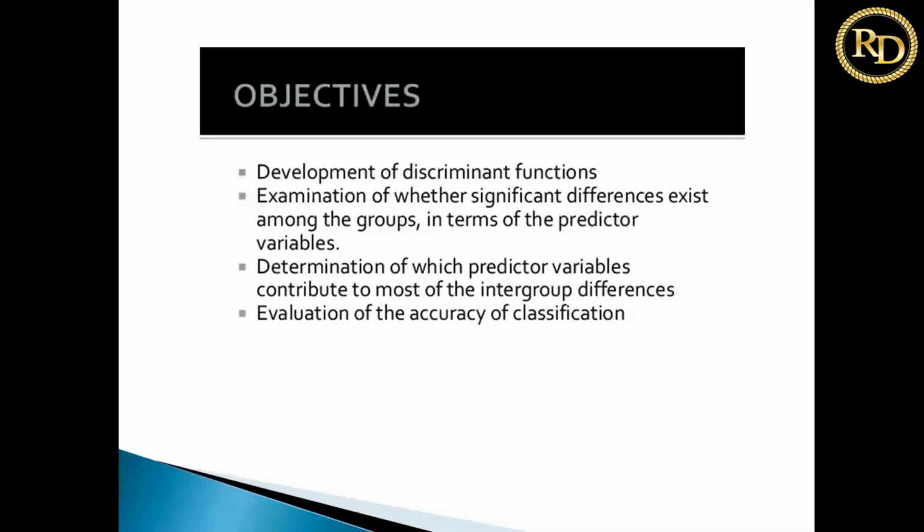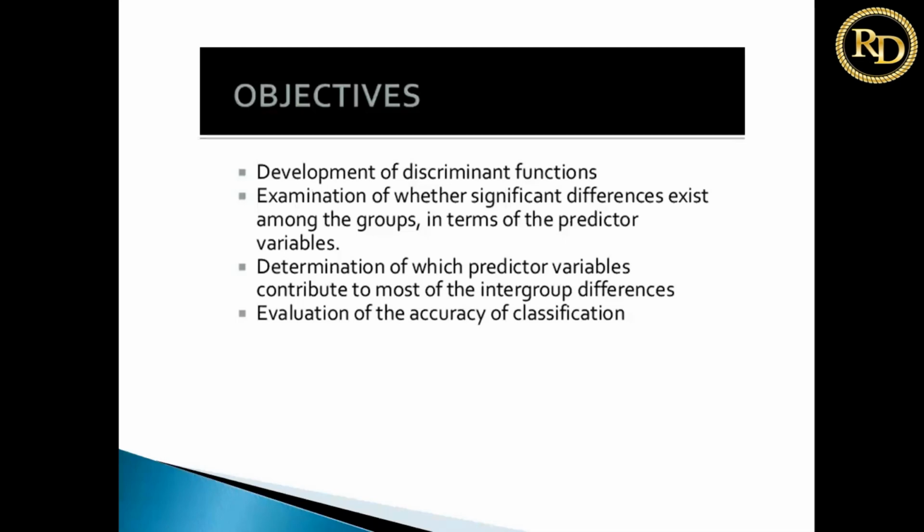So these are some objectives of discriminant analysis. The first objective is to develop the discriminant function, and obviously we can make different discriminant functions. The next is to examine whether there is a significant difference among the groups formed through the categories of the dependent variable in terms of the predictor variables. So in terms of the independent variables, we look into whether there exists a significant difference between the different categories of the dependent variable. This is one of the objectives of the problem in hand.